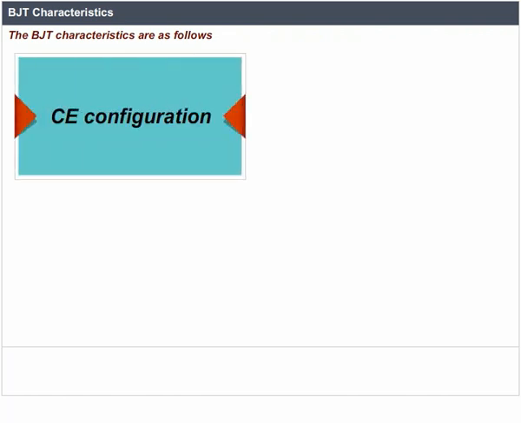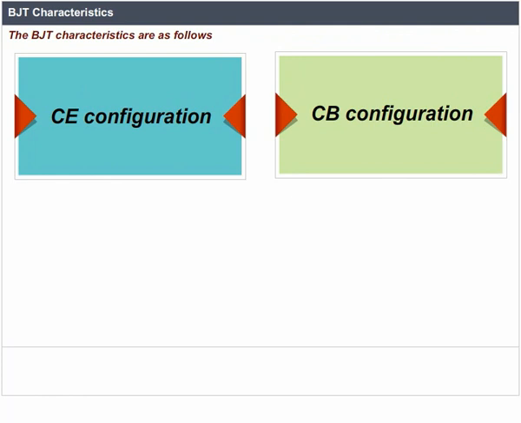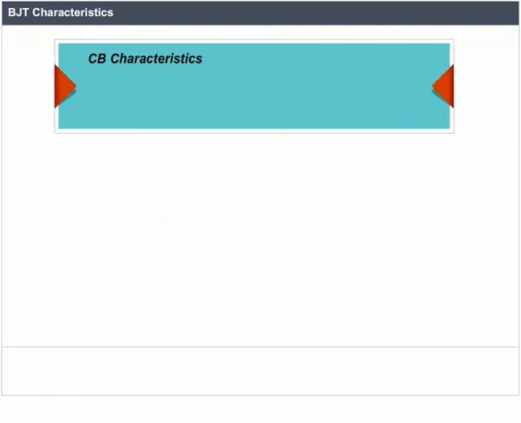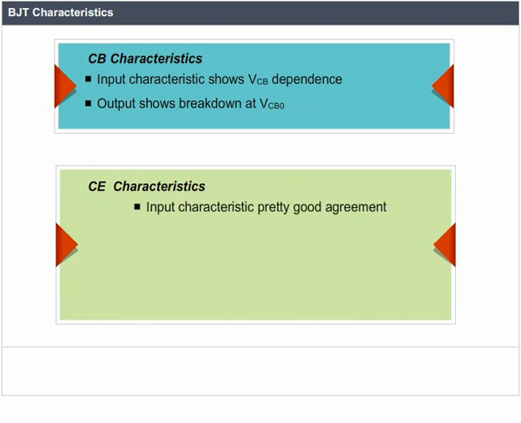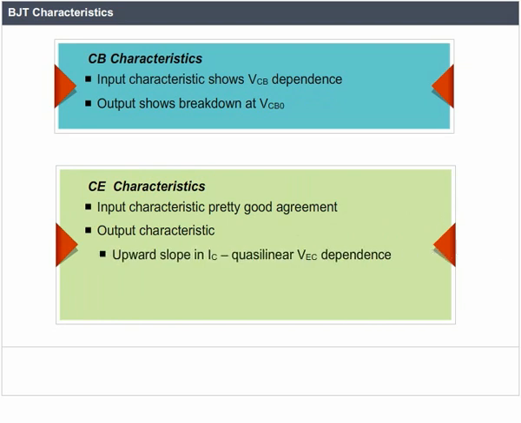BJT characteristics. The BJT characteristics are as follows: CE configuration, CB configuration, CC configuration. CB characteristics. Input characteristic shows VCB dependence. Output shows breakdown at VCBO. CE characteristics. Input characteristic pretty good agreement. Output characteristic: upward slope in IC, quasi-linear VEC dependence, breakdown at VCEO. Upturn prior to breakdown.